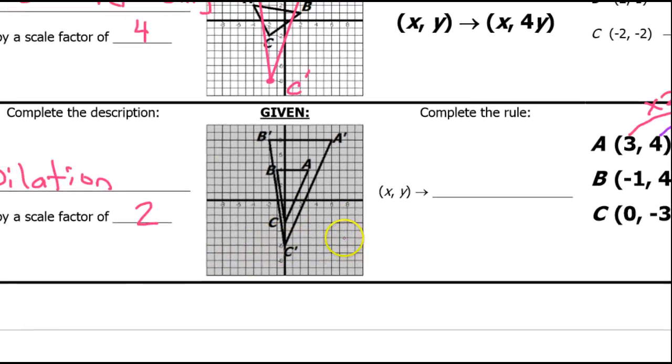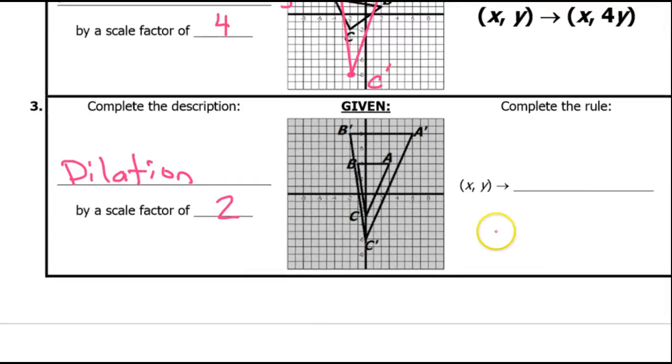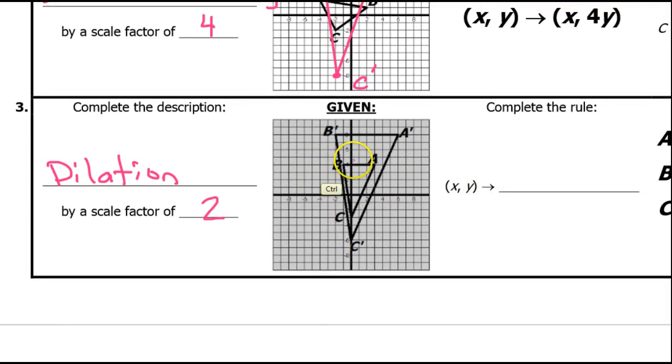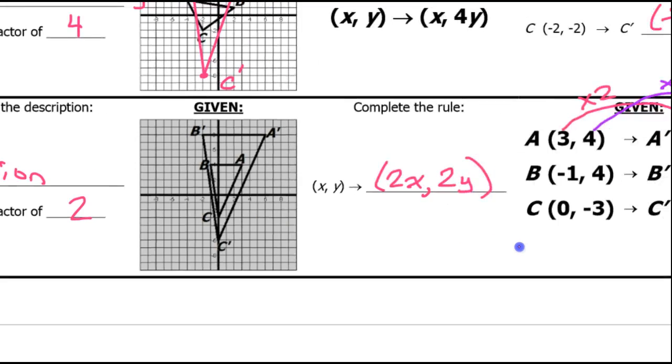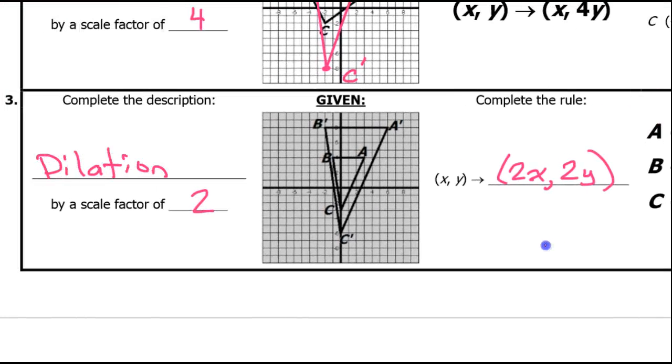Okay, they've already done the graph, so all we need to do is write the rule. So, like I said, it's changing horizontally and vertically. So that means we're going to multiply the x values by 2, and we're going to also multiply the y values by 2. And that's it, because the points in the graph were already done for us.